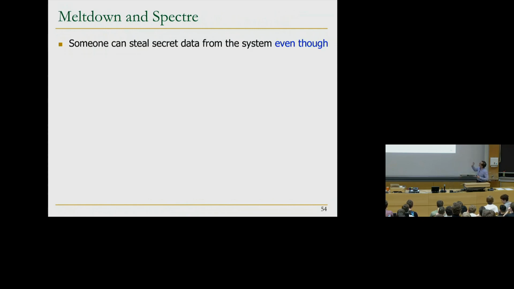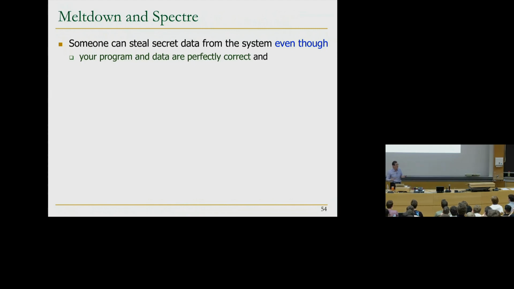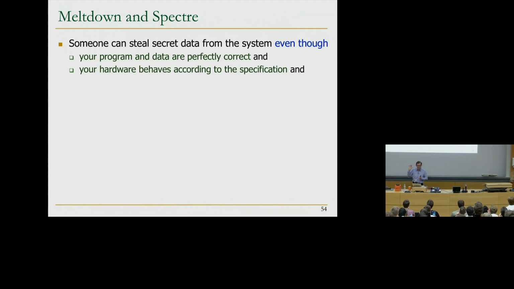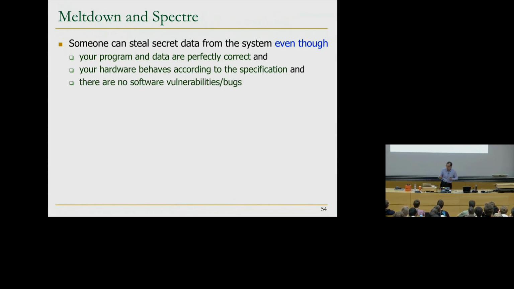Here, you may not be able to understand Meltdown and Spectre perfectly because there is a lot involved in there. But basically, they enable someone to steal secret data from the system, even though they essentially have no privileges. With Rowhammer, that's not true, right? You basically create some incorrect data to exploit the system. Here, your program and data may be perfectly correct. Your hardware behaves according to the specification, and there are no software vulnerabilities or bugs.